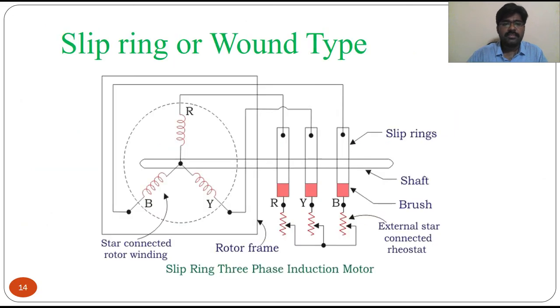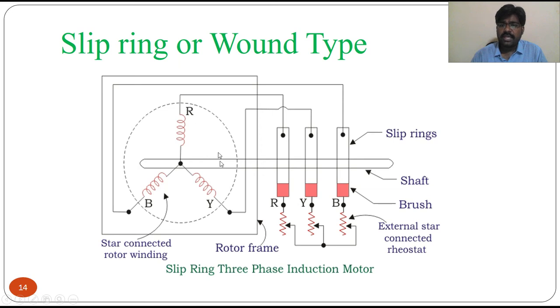But in the slip ring induction motor, it is given this name because we use slip ring arrangements in the rotor. So this is a 3-phase rotor connection. You can say this is a star connected 3-phase rotor, because of the three different phases we use here, and each phase is kept 120 degree phase shift apart from each other. Between R and Y there will be a 120 degree phase shift, between Y and B 120 degree phase shift, and between B and R 120 degree phase shift.